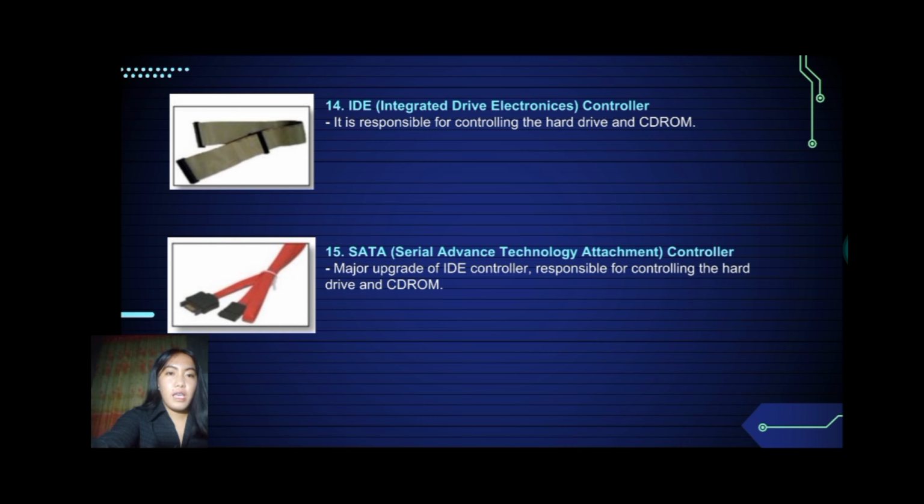Number 15. SATA or Serial Advanced Technology Attachment Controller. The SATA controller is a critical component in modern computer systems, providing faster data transfer speeds, improved cable design, hot swapping capabilities, and other features that enhance storage device performance and flexibility. It has largely replaced the older IDE controller due to its superior capabilities and efficiency.